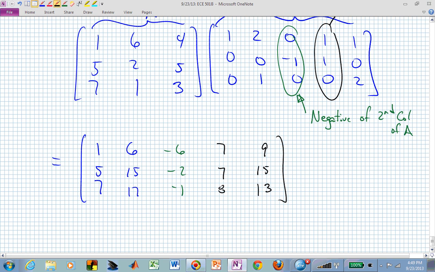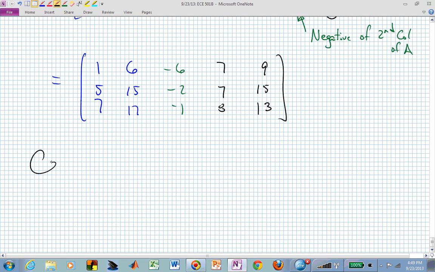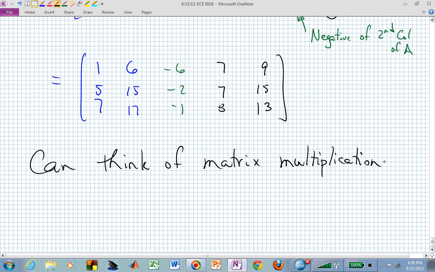And that's what I want you to be thinking of: you can think of matrix multiplication as consistently combining columns, or you could think of it consistently as combining rows.